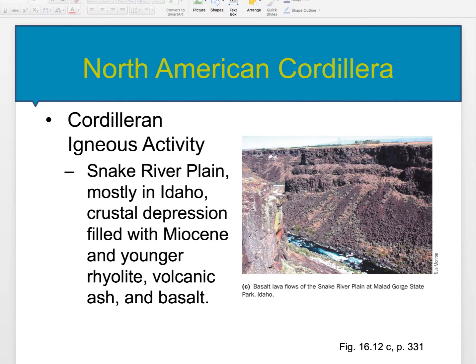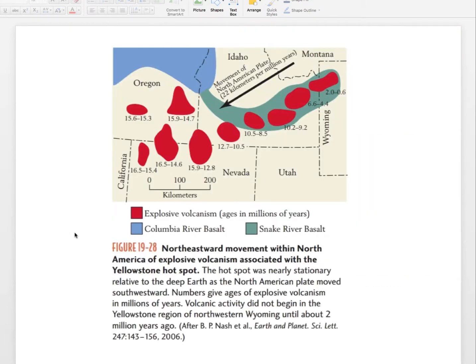When we look at the Snake River Plain, it's mostly in Idaho. It's a depression, and it's filled with Miocene and younger rhyolite, volcanic ash, and basalt. So some of the basalt is related to the Columbia River basalts. So you can see some of those basalt lavas here. There's also something else going on here. There are these caldera complexes.